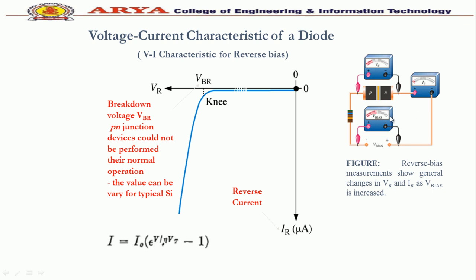But in practice, a small current in the order of microamperes flows in the circuit due to the minority charge carriers. So this current is known as reverse saturation current or reverse current. So from this figure, we can see that the reverse saturation current flows to some extent. As the reverse voltage increases from 0, the reverse current quickly rises to its maximum or saturated value.